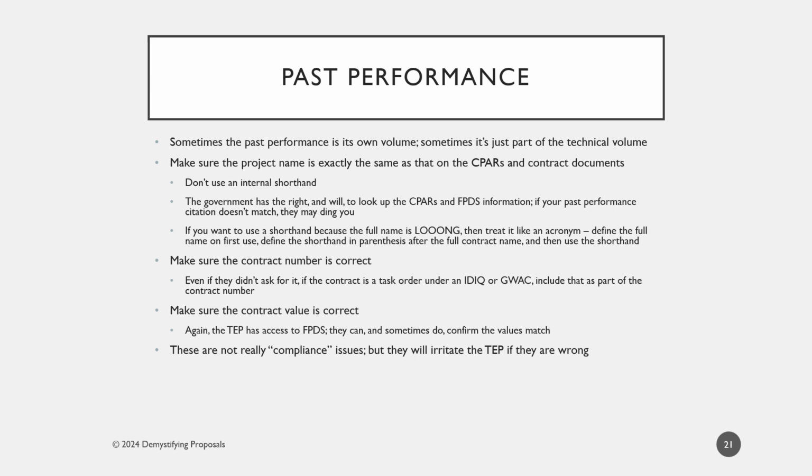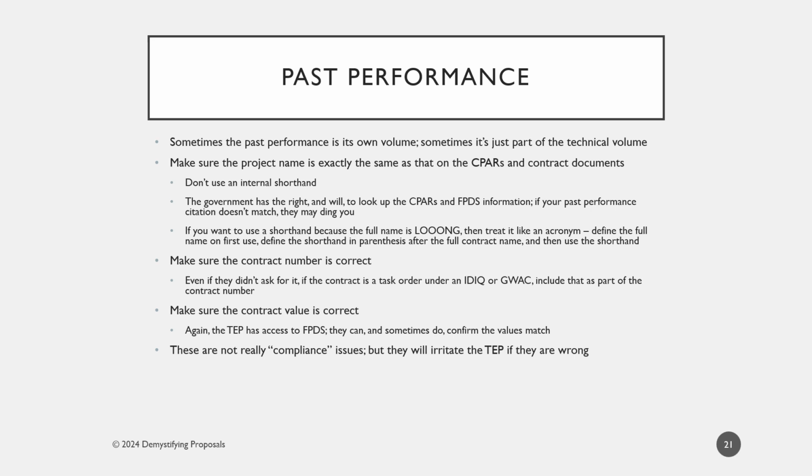Because the government has the right, and often will, look up the CPARs and look up the FPDS information. And if your past performance citation doesn't match, they may ding you. So if you want to use a shorthand because the full name is long, then treat it like an acronym and define the first name on first use, and then define the shorthand in parentheses after the full contract name. And then you can use the shorthand from there.